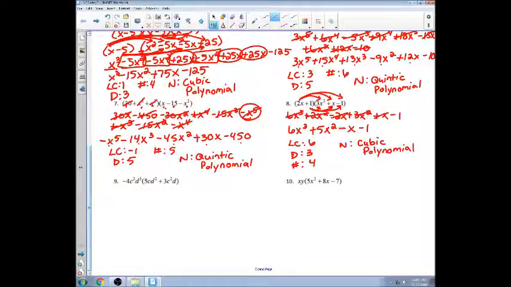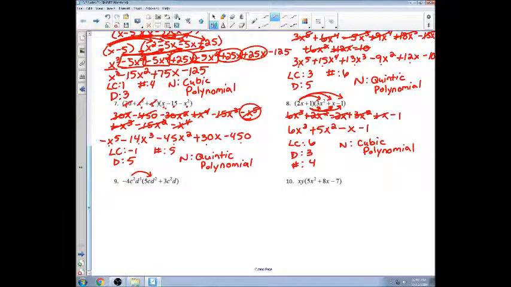On to the last problem. This one's a bit more tricky because I have C's and D's. Now, when I multiply, I'm only going to add the exponents if they have the same variable. So looking at negative 4c squared d to the third times 5c d to the second.